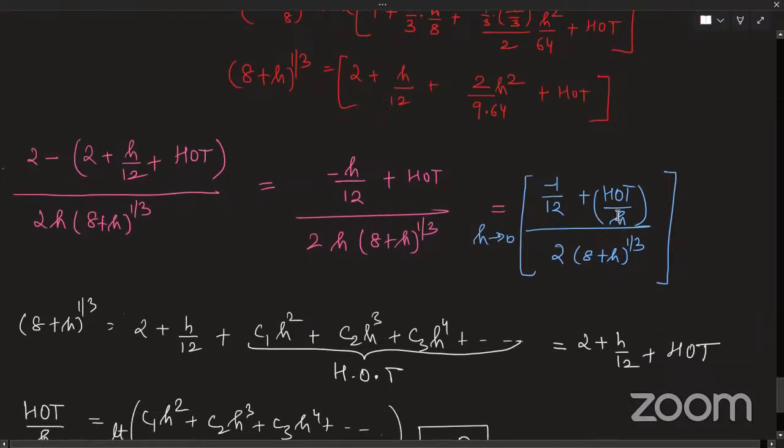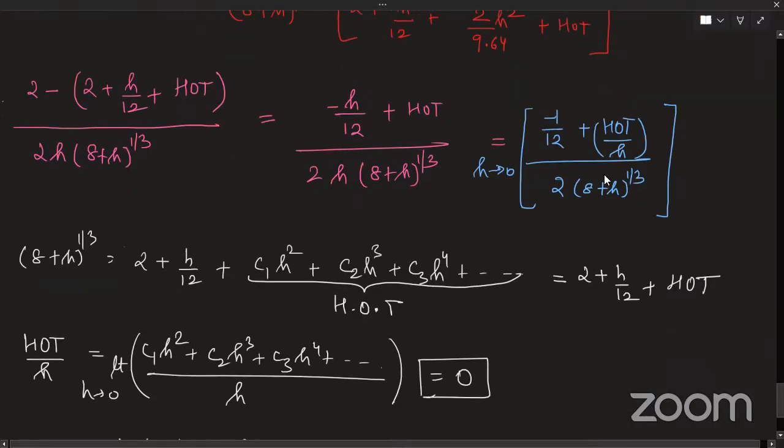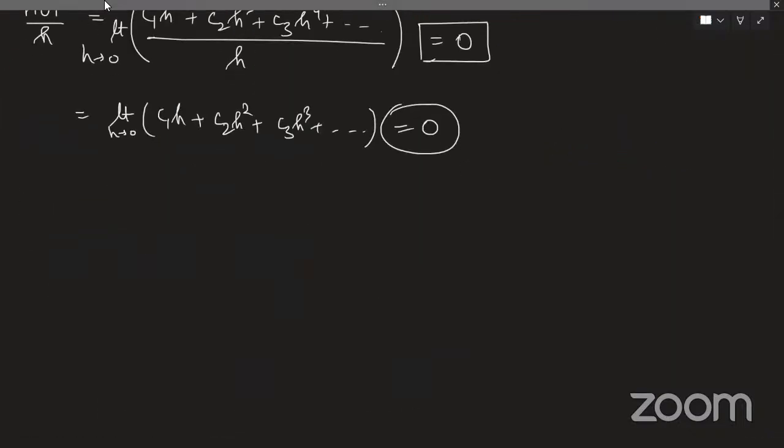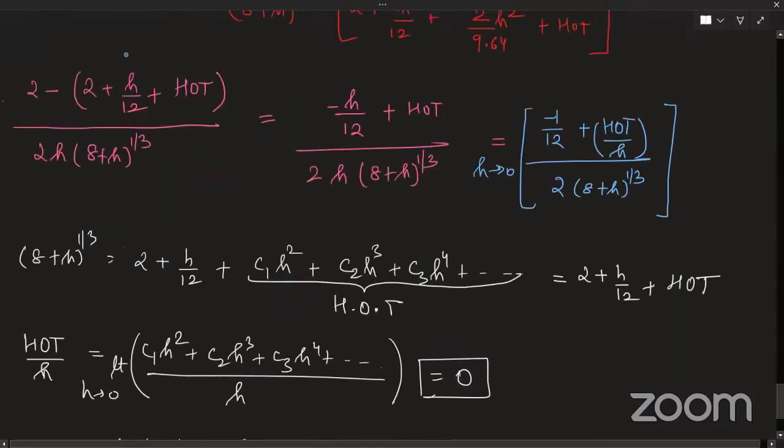So HOT, higher order terms divided by h, its limit will actually be 0, because there is a lot of h square, h cube, all of that in that. So it will not contribute to the limit. Okay, so obviously this is not an indeterminate form anymore. This is a determinate form. So if this is a determinate form, I can just calculate its value.